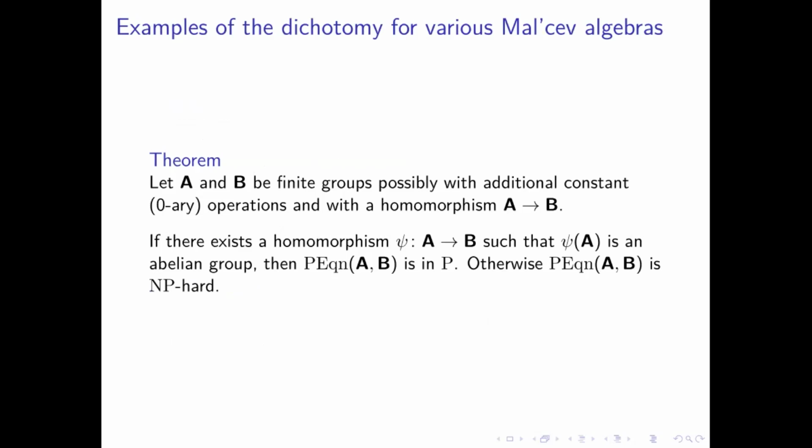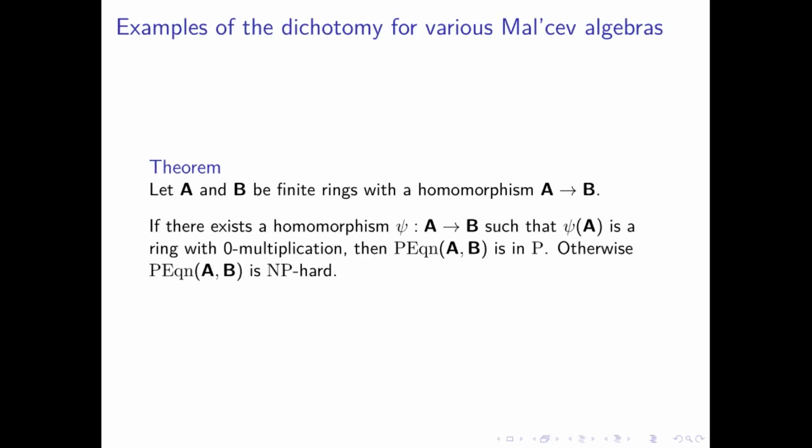Okay, so the easiest case, and this already would follow from the very first paper by Larari and Givny, where A and B are groups. If there's a homomorphism from A to B such that psi of A is an abelian group, then promise equations A, B is NP, otherwise NP hard, exactly what you would expect.